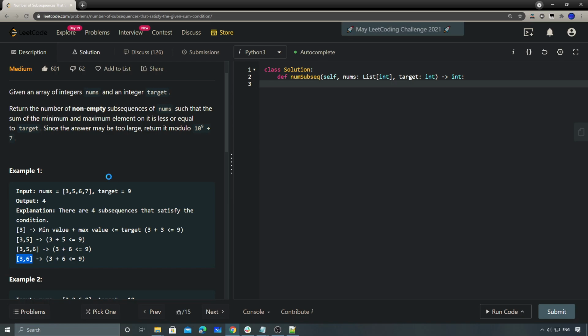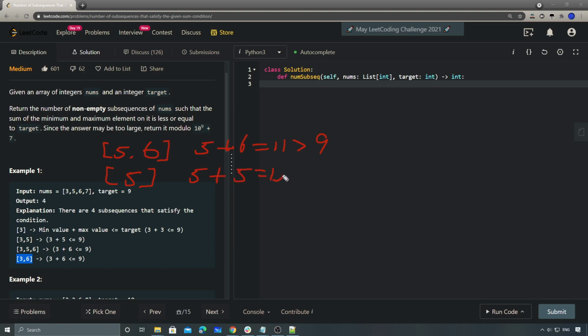And notice that 5, 6 is not valid, because the smallest is 5 and the biggest is 6. The sum is 11, which is greater than 9. And 5 alone is not an answer either, because for the number itself, the minimum and the maximum are the number itself, so the sum is 10, which is also greater than 9. That's why the total number of subsequences for this one is 4.